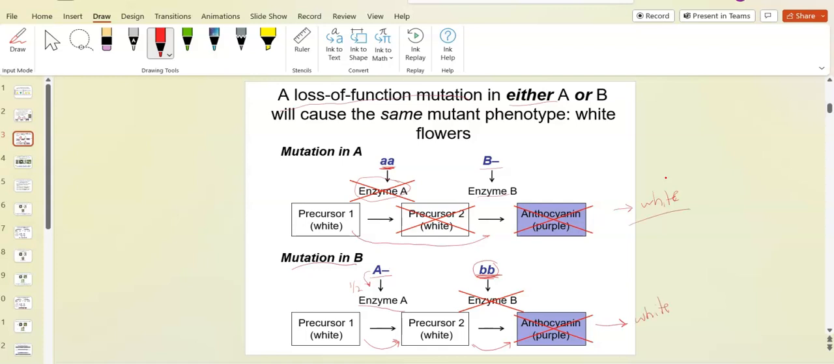So if we're looking at these flowers, can we tell if the mutation is in A or in B from the phenotype? The answer is no, because they're both white. It wouldn't matter. And sometimes you have pathways that are 16 long.